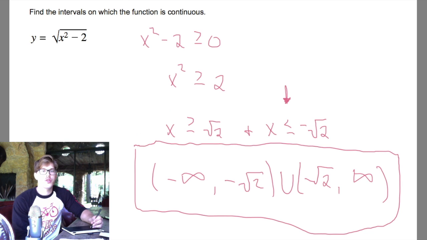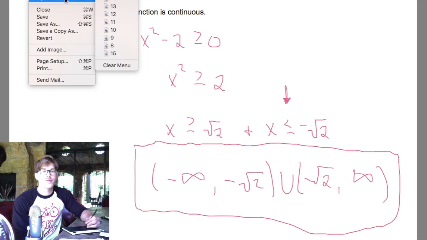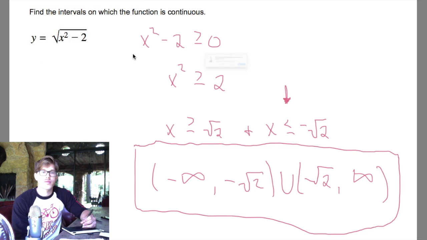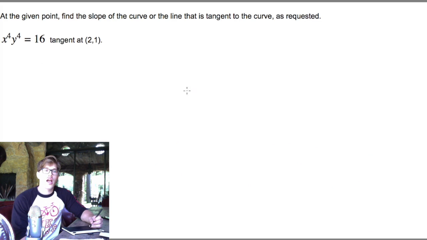Excellent work. Let's go to one more problem for this video. At the given point, find the slope of the curve or the line that is tangent to the curve as requested. Okay, so the function is x to the fourth times y to the fourth equals 16. And we want to find the equation for the line that is tangent at this point 2, 1.